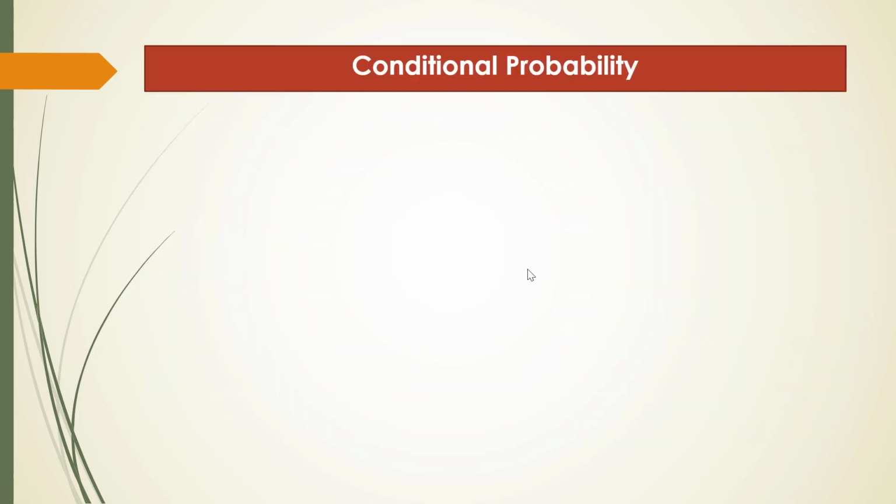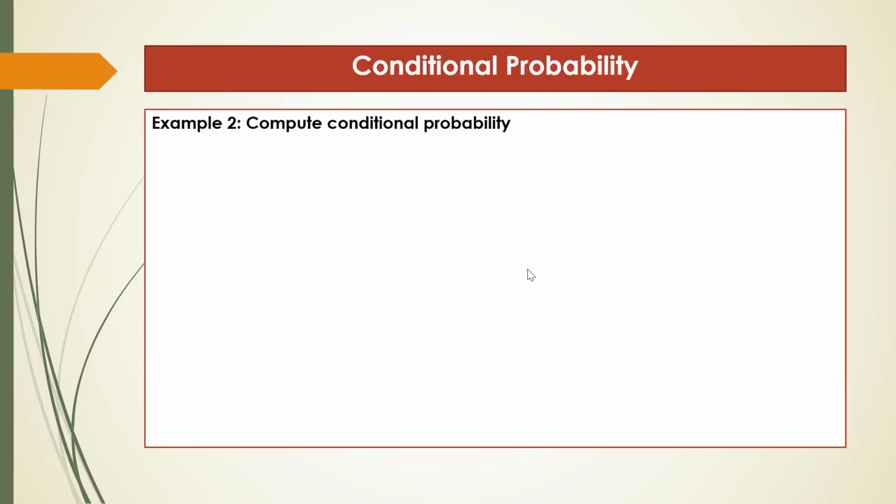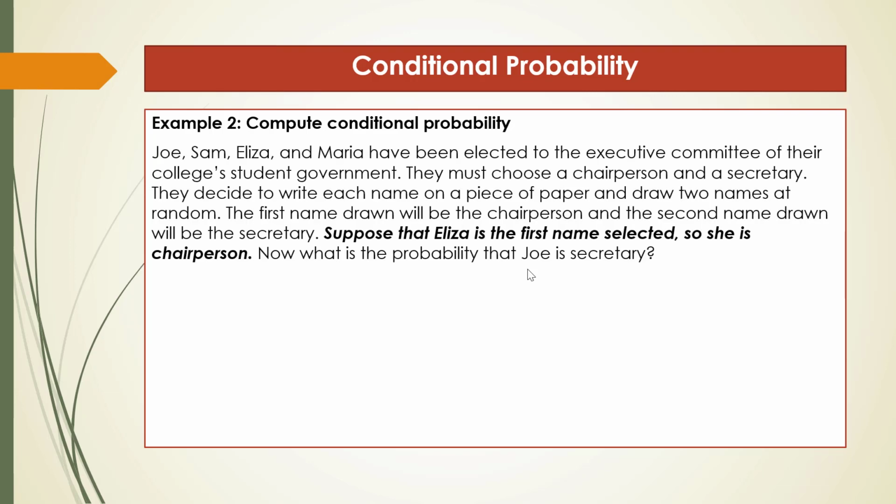Now let's look at a similar situation but with conditional probability. Here everything will be the same. The problem is set up the same. However, we give extra information: suppose that Eliza is the first name selected. So she is the chairperson. Now what is the probability that Joe is the secretary?